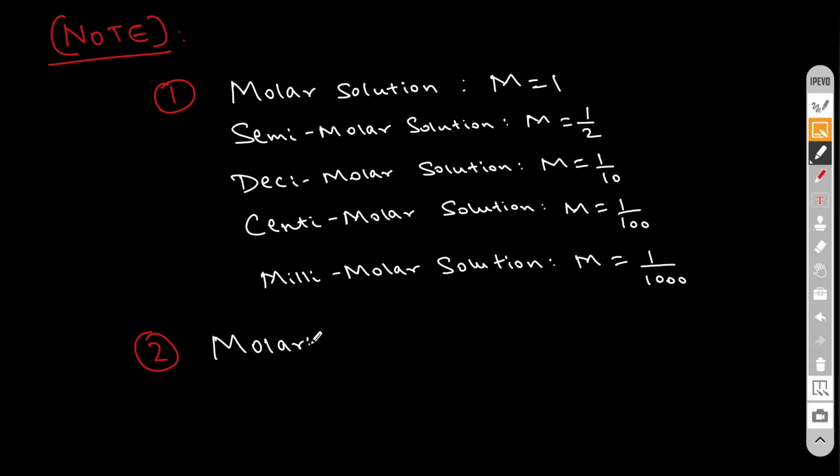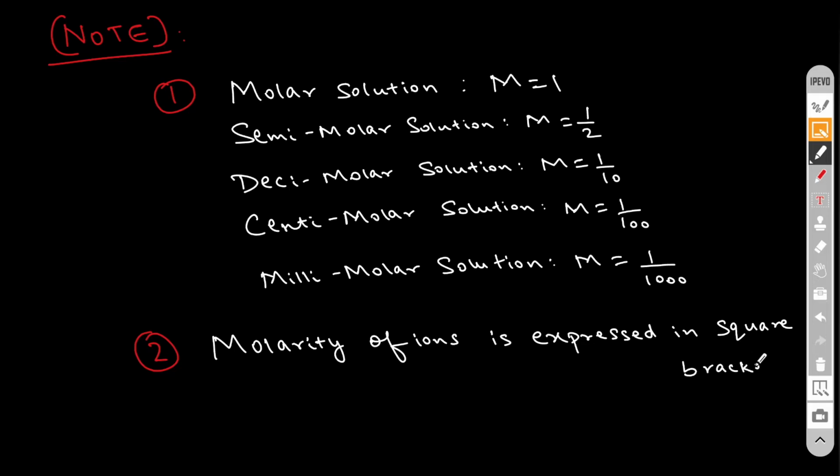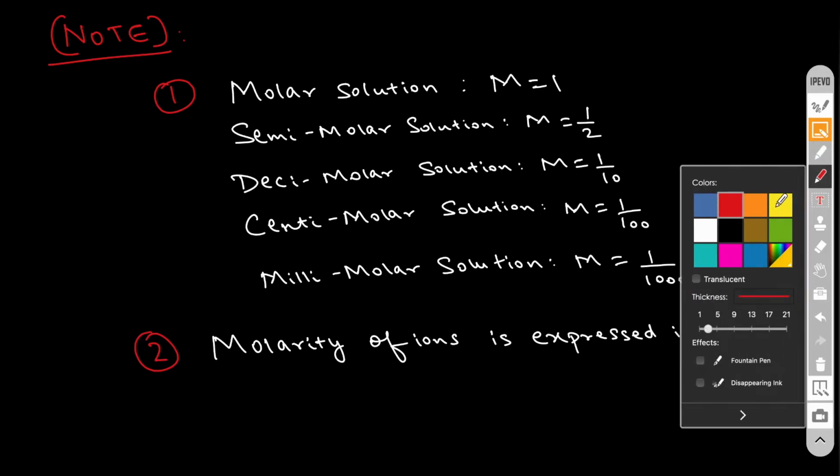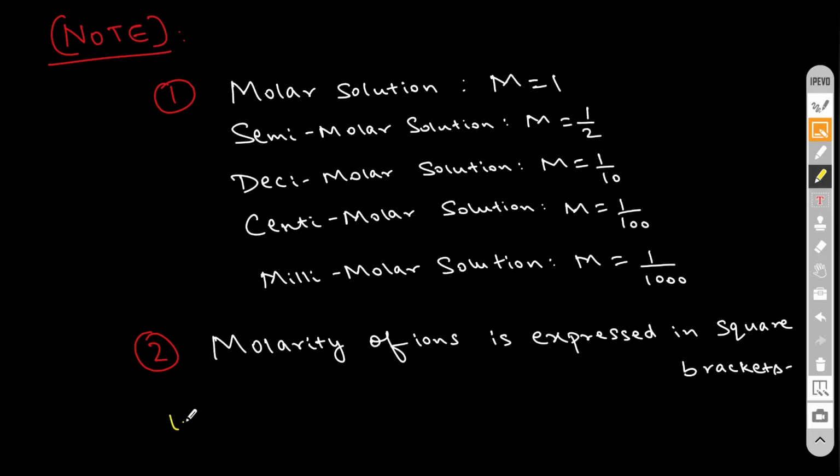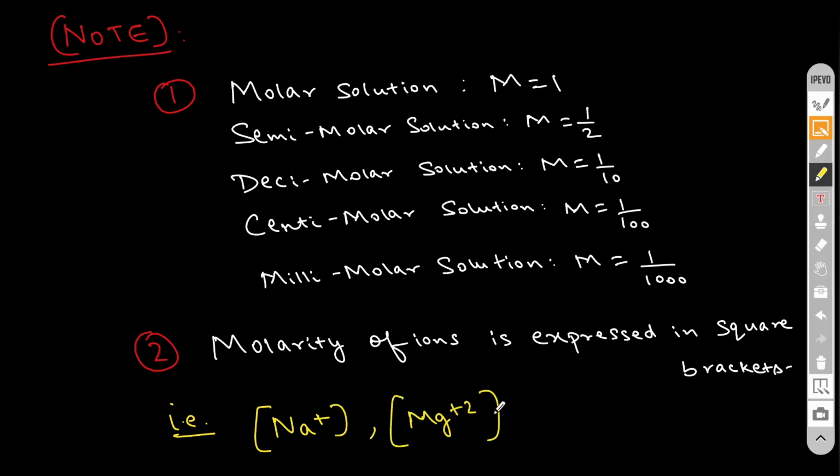And note number 2 is molarity of ions is expressed in square brackets. Many a times, if an ion is enclosed in a square bracket, that means the molarity of ion is given, like here Na plus is enclosed in a square bracket. Similarly Mg plus 2. Similarly NaCl is enclosed in a square bracket. This is how we represent molarity.